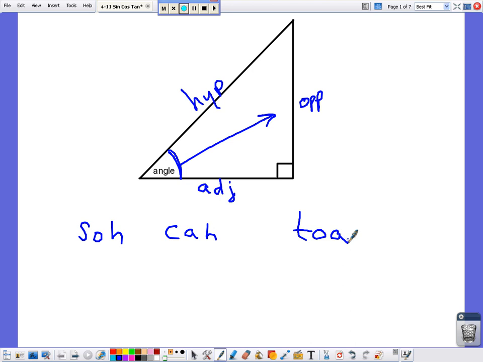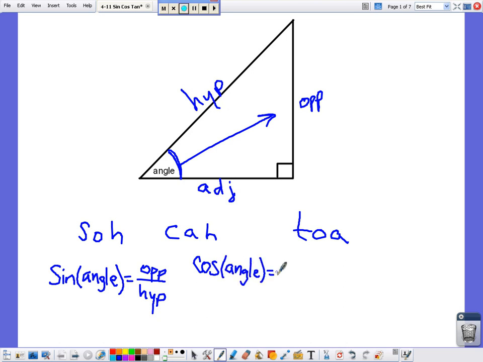SOHCAHTOA. So I know that sine of an angle is always equal to the opposite side length divided by the hypotenuse side length. There you go. CAH is always the cosine of an angle, and that's always equal to the adjacent side length divided by the hypotenuse.